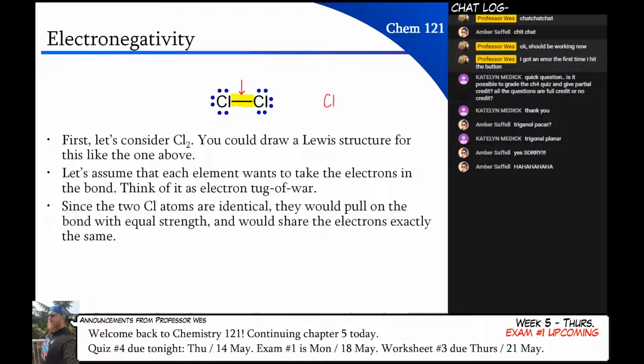Now, what that would look like in an electron cloud diagram is that if I drew a region of electron density, the electron density would be roughly the same shape all over. I wouldn't distort it more towards one side than the other.